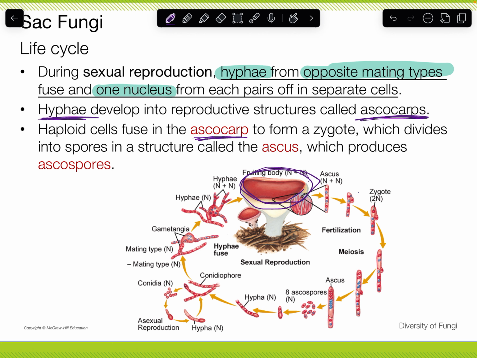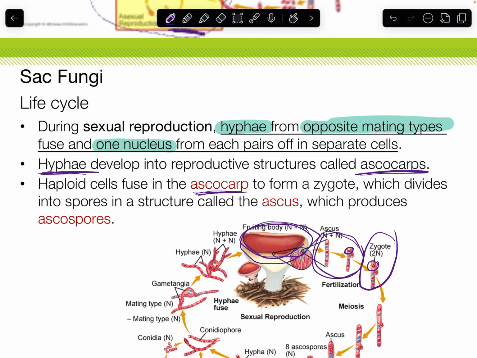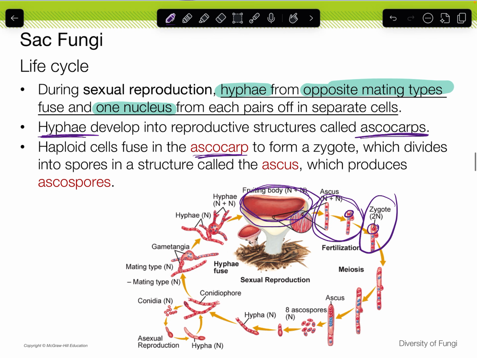So we're going to have asci, and here we have two that fuse to make a zygote. Looking more specifically, we've got two nuclei fusing to make that zygote. That portion is our zygote right there. That zygote is then going to undergo meiosis. So it divides and divides until we have an ascus. And that ascus will then start producing ascospores.